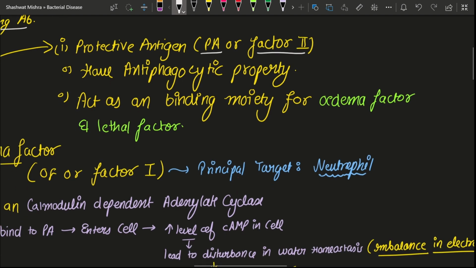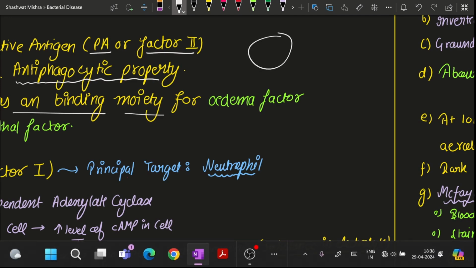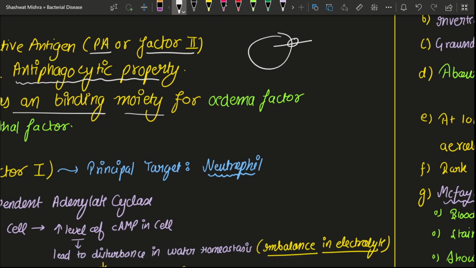The role of the protective antigen is that it provides the anti-phagocytic property and acts as a binding moiety for the other 2 factors, which are the edema factor and the lethal factor. What happens is that this is the cell, and this is the protective antigen, which paves the way for the other two factors to enter the host cell, right?